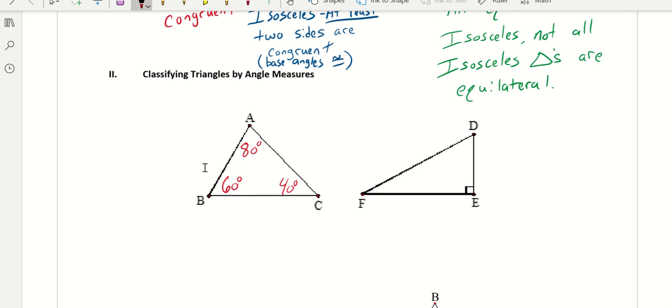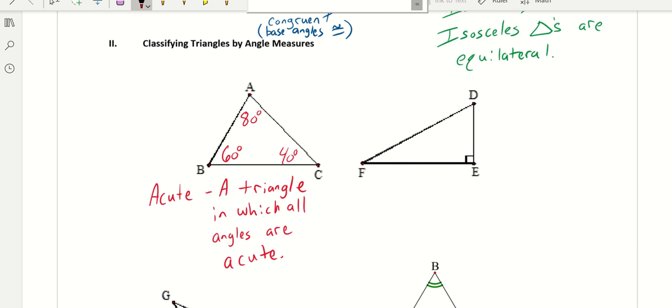This is what we call an acute triangle. Why is it an acute triangle? All three of the angle measures are acute angles. So there you go. An acute triangle is a triangle in which all angles are acute. All of them. Not just two, not just one, all of them.